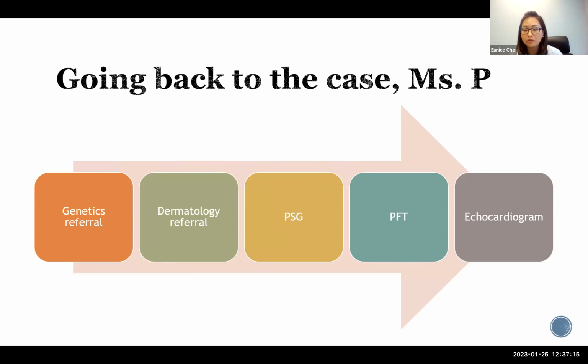From my end, I also ordered a sleep study for her. She's obese, and with a working diagnosis of EDS, I thought sleep disorder should also be ruled out. And again, third time I'm arranging PFT for her. I'm hoping that she would attend this time. And I also arranged an echocardiogram just to make sure that there are no other cardiac complications related to EDS in case this is what she has.